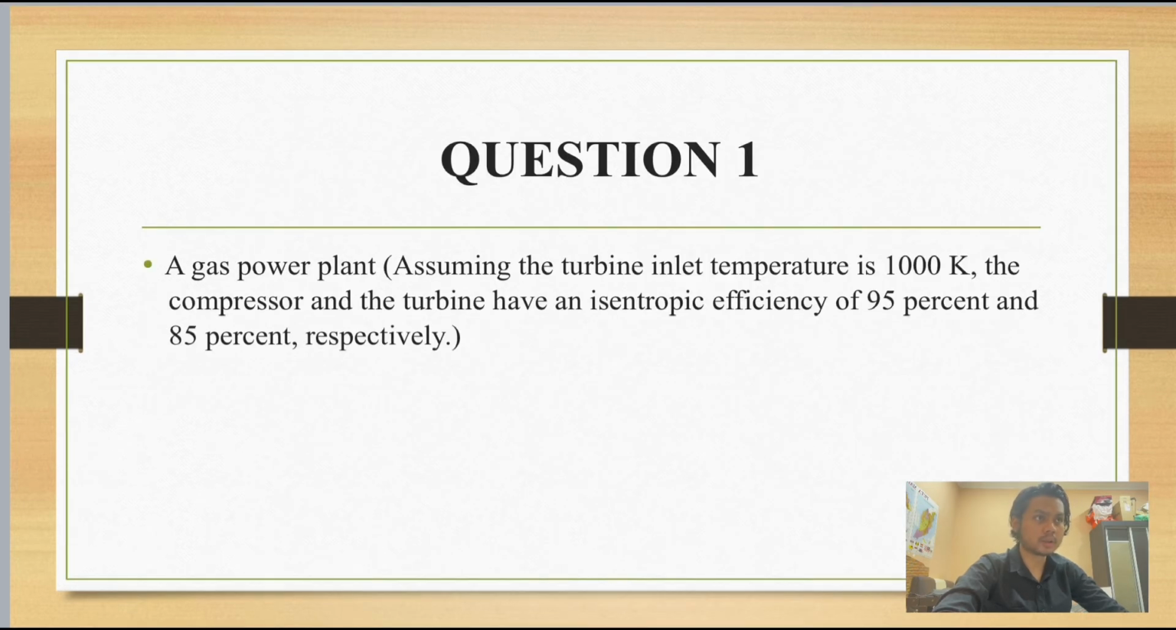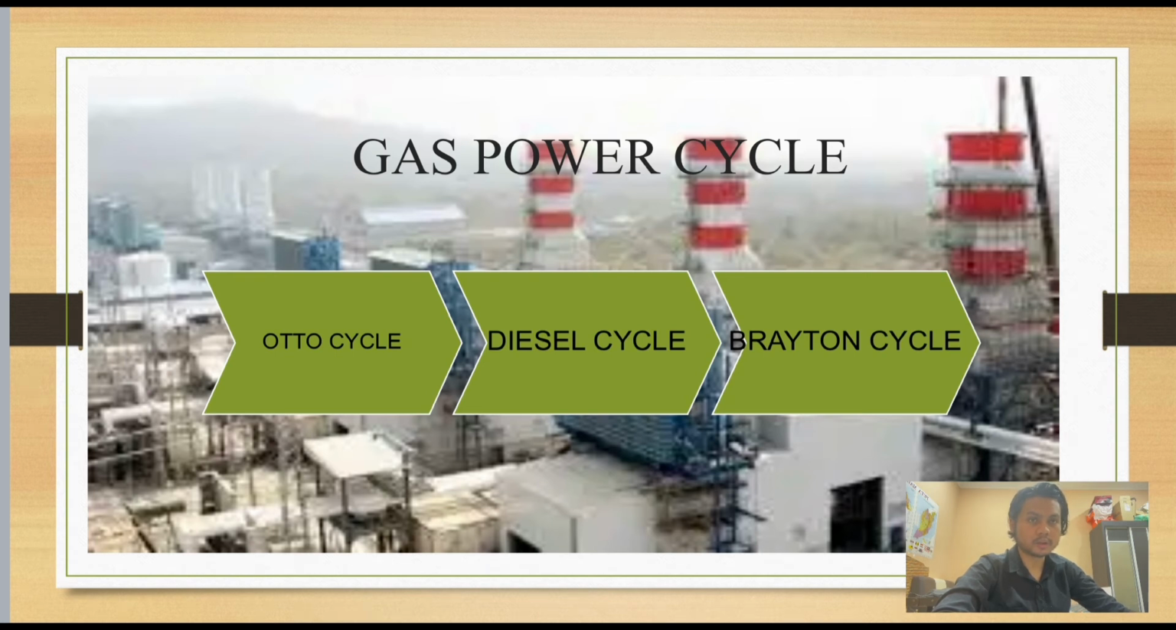Question 1 is about a gas power plant, assuming the turbine inlet temperature is 1000 K. The compressor and turbine have an isentropic efficiency of 95% and 85% respectively. Before we go further, I want to explain a little bit of the basics of the gas power cycle. Gas power cycles have three types: first, the Otto cycle, the diesel cycle, and the Brayton cycle.